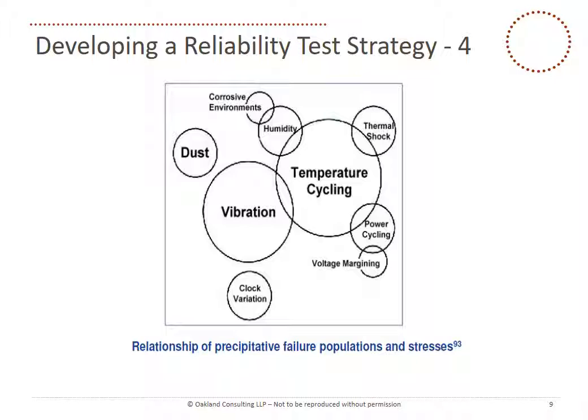Another study was done in France by a major reliability group, again showing, you can tell by the area of each circle, temperature cycling biggest, then vibration, humidity, thermal shock, power cycling. There's some overlap with the defect types, but basically again that's showing similar.